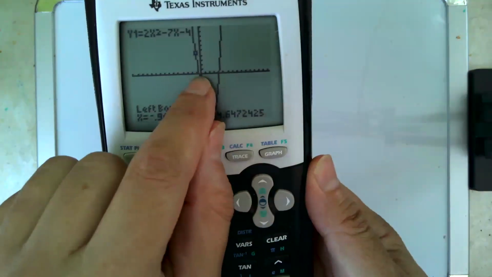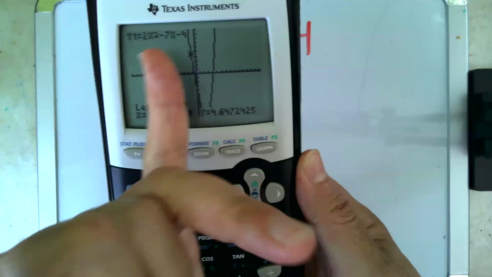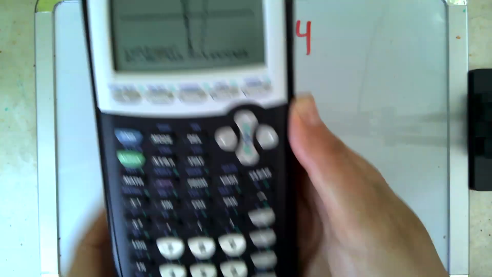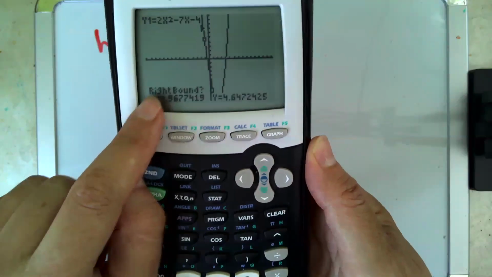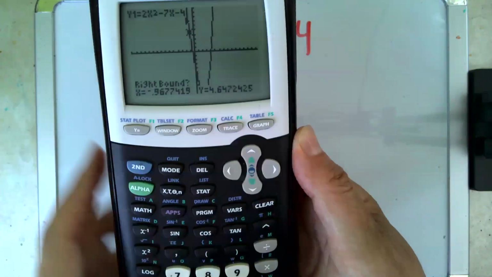So if I'm working with this 0, then all the things that are up here are farther to the left along the x. So I'm already there, and I'll press enter for that. Now it wants the right bound. So I need to get farther to the right, which means I need to go down below it.